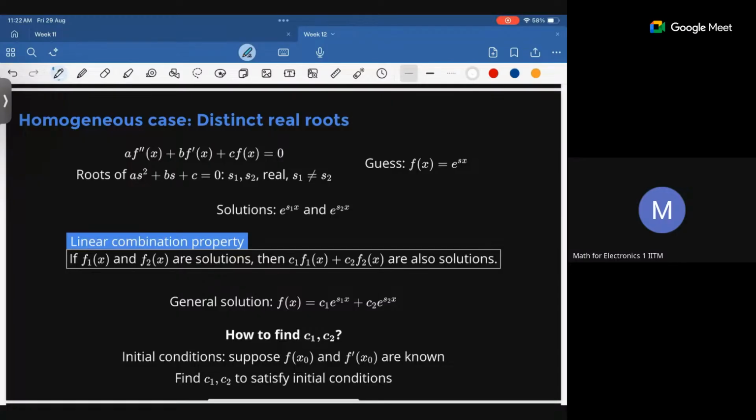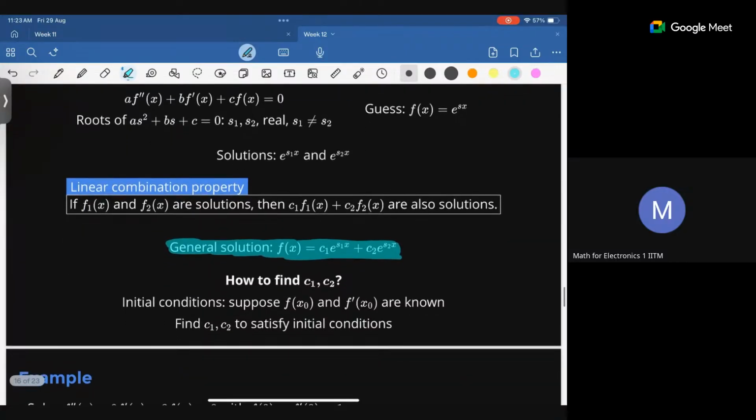Okay, so if there are distinct real roots, say s1 and s2, then the general solution will be of the form f of x equals some c1 times e power s1x plus c2 times e power s2x. Correct? I'm skipping most of the things because we have just discussed these in the previous week. The same things are important. So I'm not doing all the proofs again.